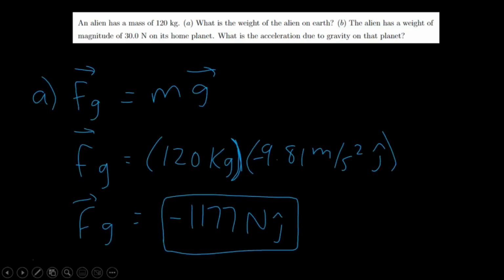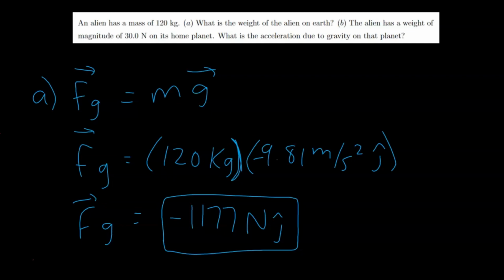So for part A, we're going to have that the force of gravity equals mass times gravity. And then with the force of gravity, the mass is 120 kilograms, times the local acceleration due to gravity on Earth, which is negative 9.81 meters per second squared J hat. So multiplying the two, we have our force of gravity is negative 1,177 newtons J hat. If you notice, we have given both a magnitude and a direction, which is what a vector quantity requires. So that's part A, relatively straightforward.